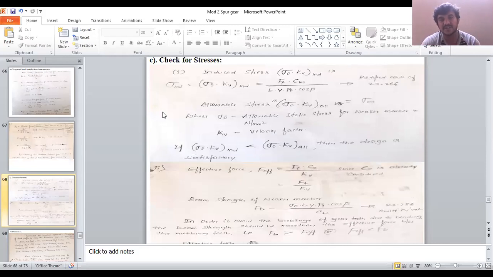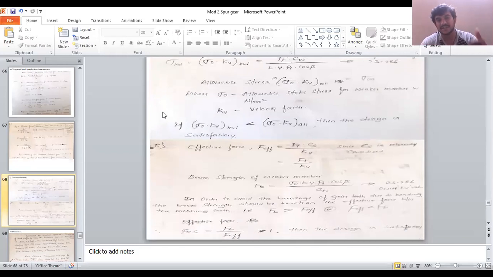Now that completes the second step. First step, identify the weaker member. Second step, design against static load. In the design against static load, one is tangential tooth load from power transmission. Second one, tangential tooth load from Lewis equation. We compare those two equations by trial and error method and get the normal module. Then third step, check the stresses. The individual stress should be less than the allowable stress, and the effective force less than the bending force. Then the design is satisfactory if the condition is satisfied.